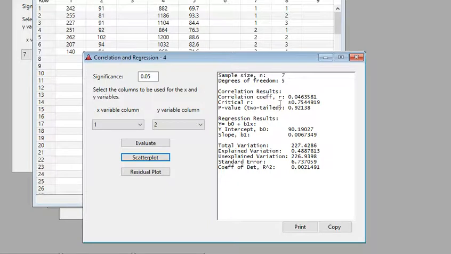Okay. Our test statistic is going to be right here. It's the value of the correlation coefficient itself, 0.0463. So that's your test statistic. Let's write that down. Now it sets up a rejection region for you. It tells you the critical value, and this is going to separate the rejection region from the fail to reject region. So let's write down this next value as well, 0.7544.